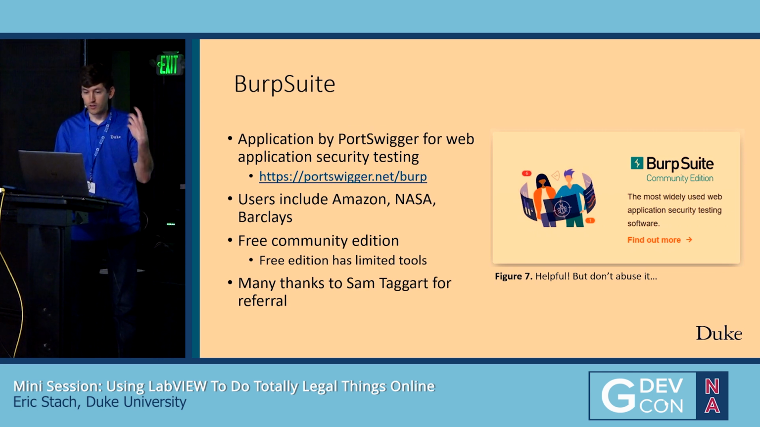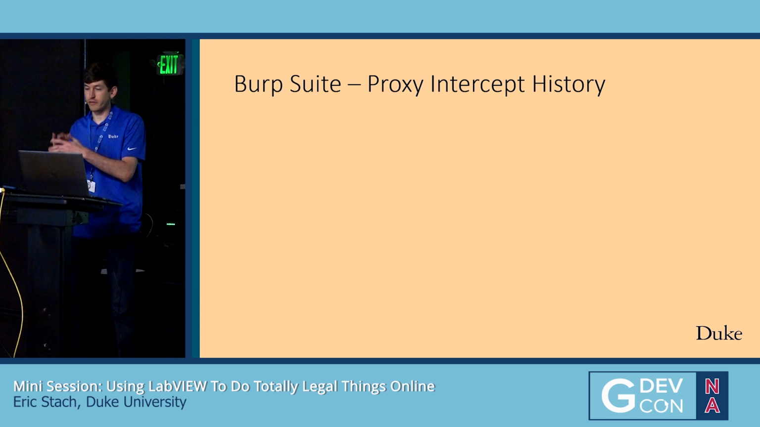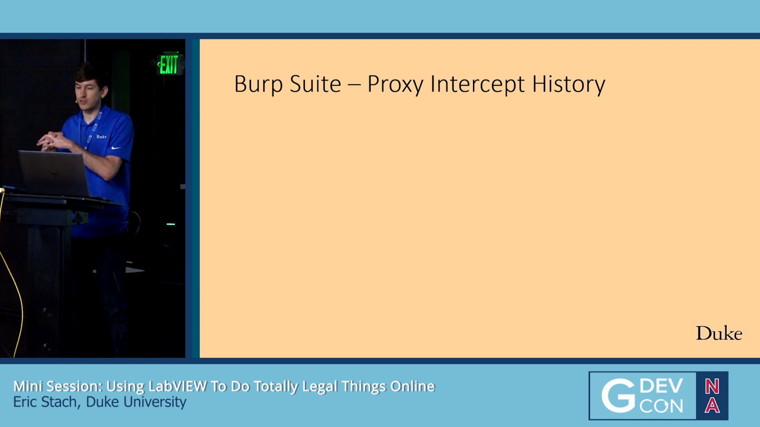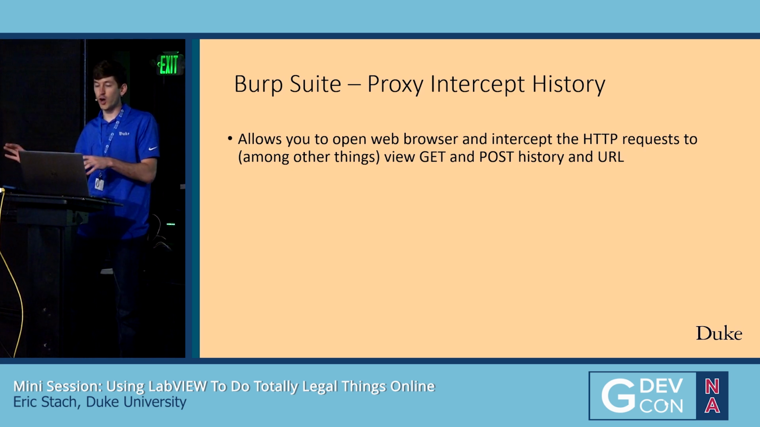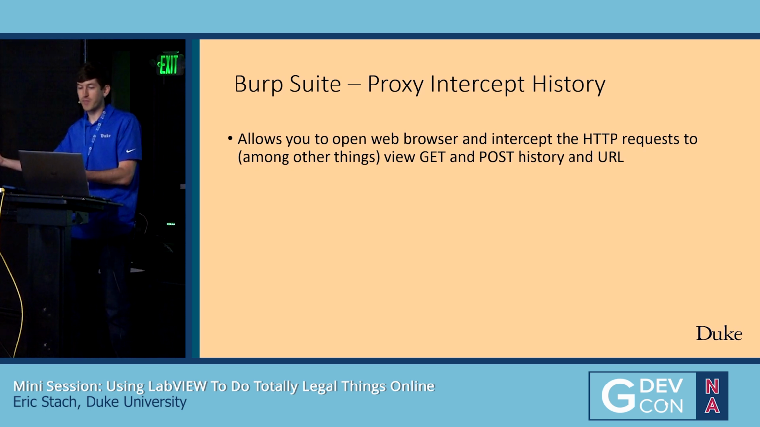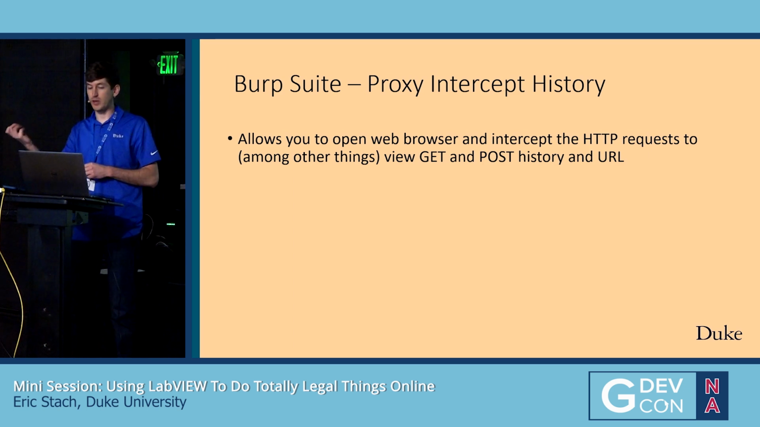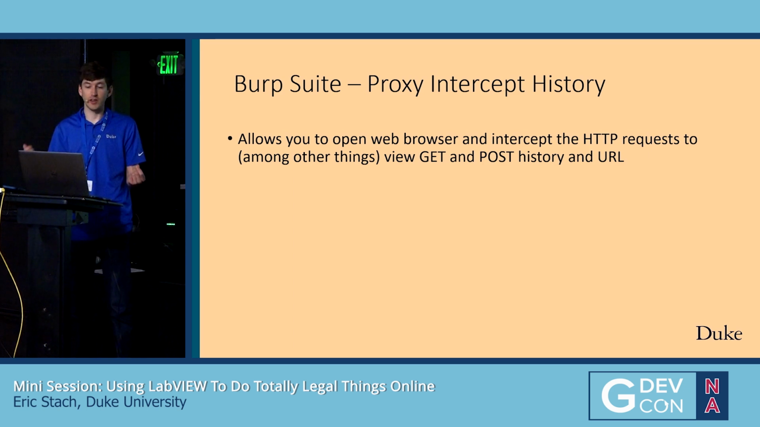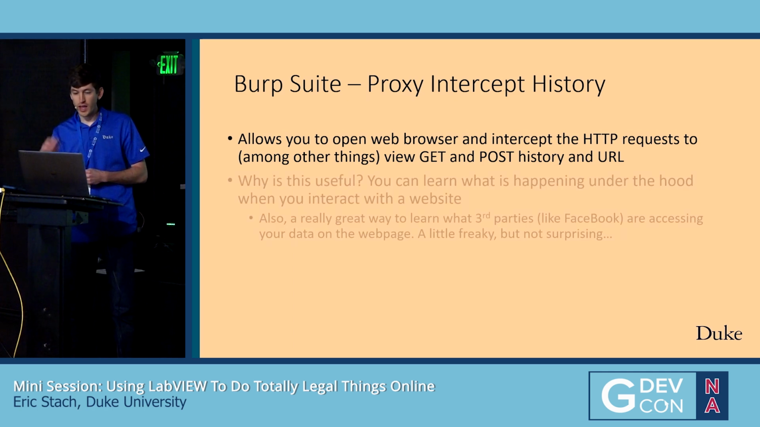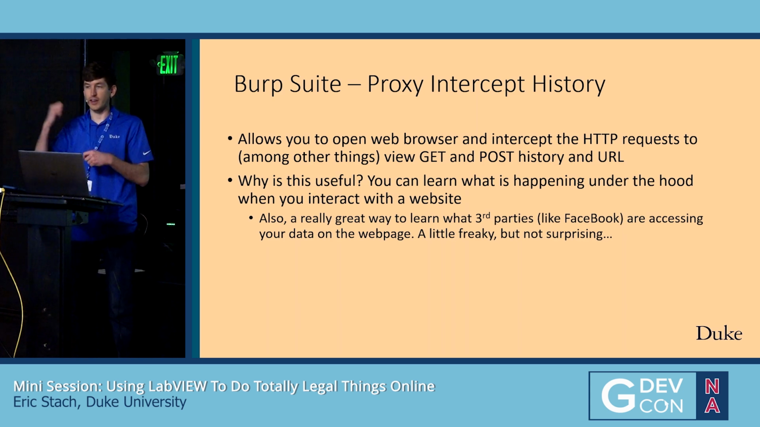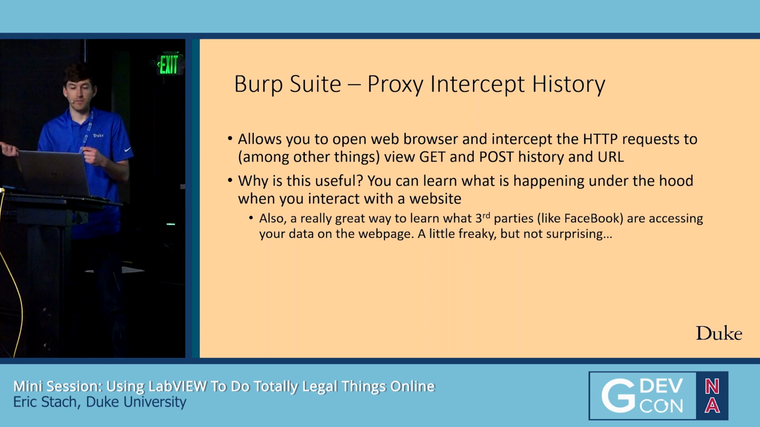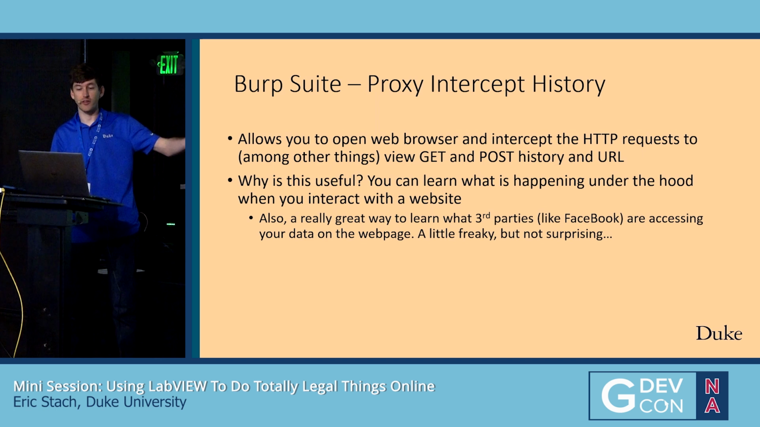So the tool that ended up being most useful for me was the proxy intercept history. What this does is it allows you to open a web browser through Burp Suite and intercept the HTTP requests to, among other things, view the GET and the POST history and the URL. And this is useful because you can learn what's happening under the hood as you're interacting with websites. It's also a really great way to see what third parties are accessing the data on the web page.